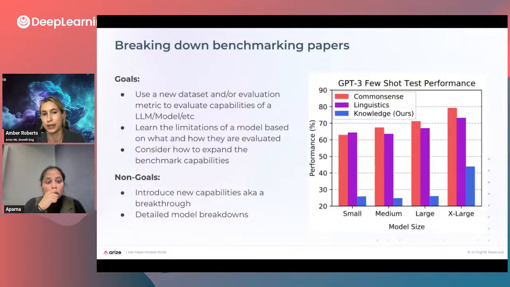Breaking down benchmarking papers, the goals are that you want to see: can I use this to evaluate a new data set? Or can I see the capabilities of this model I'm using? Would I have better insight into this model? And can I learn the limitations of the model based on what I'm evaluating? This is really comparing once you've selected a model, or if you're in the process of selecting, seeing what the outputs are. So considering how to even expand on certain benchmark capabilities.